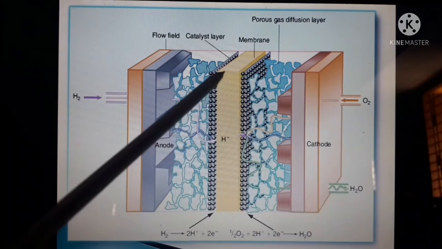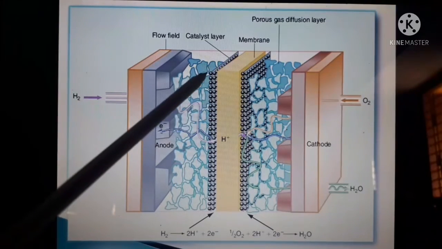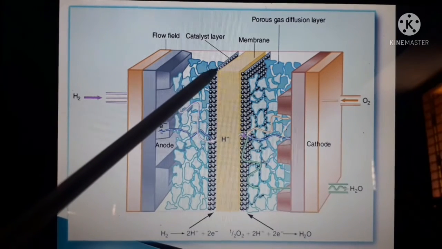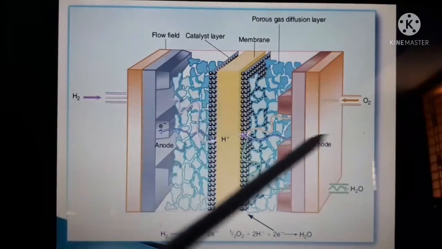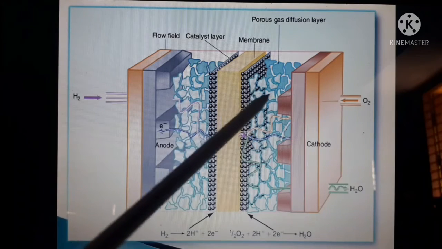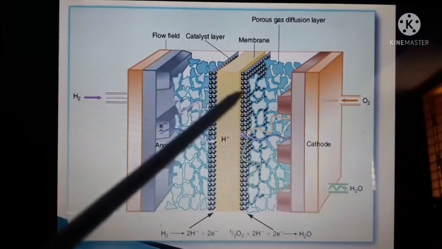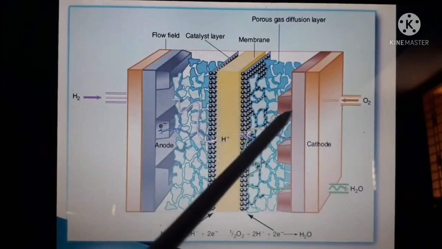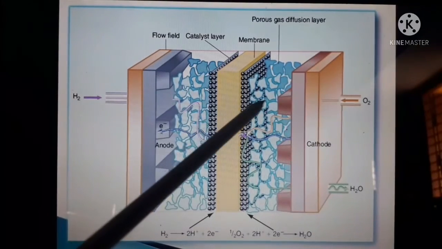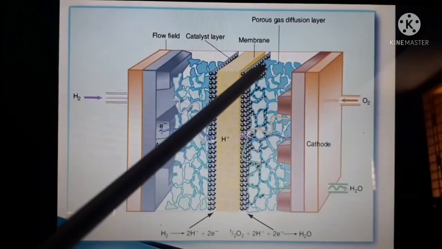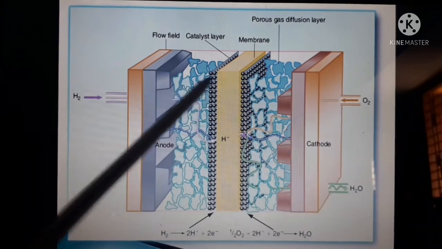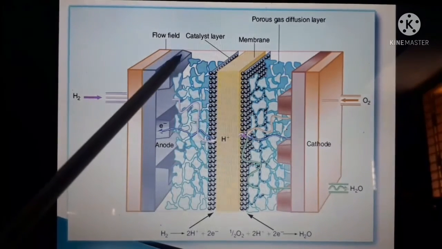Next, in the center part, the membrane is there. On two sides of the membrane, the catalyst layer is there. Okay. This is the process of the electrode. In the center, this is the porous gas diffusion layer, because we allow oxygen and hydrogen to go smoothly inside the membrane. That's why the porous gas diffusion layer is there. This is very important. Next, catalyst layer: both sides of the membrane are catalyst layers.